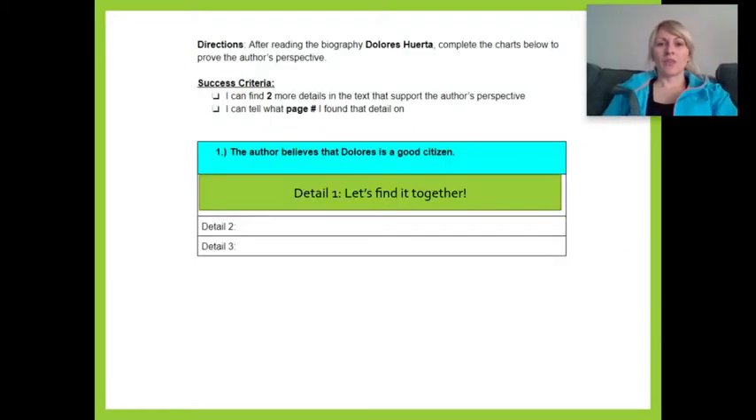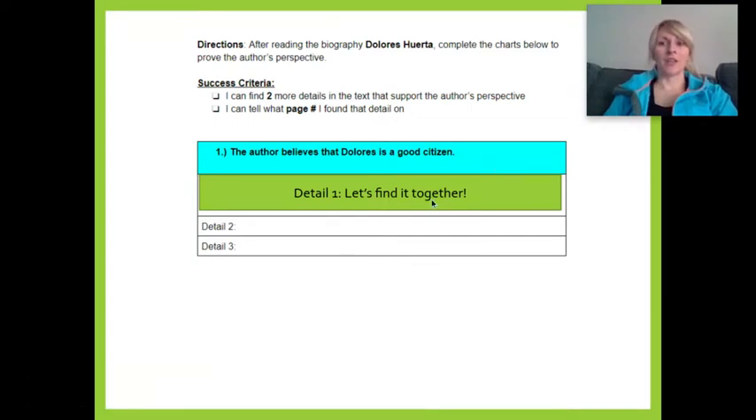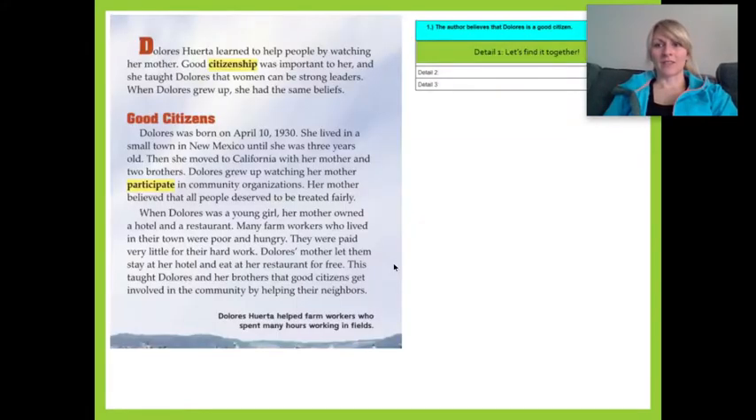All right, so here's our question for today that you are going to be working on in your Google Doc, and we're going to be finding the first detail together. After reading Dolores Huerta, we're going to be completing this chart. We're going to get the first one together, and then you are going to be finding the next two details on your own and finding the page number where you found it. So let's take a look at our first page here.